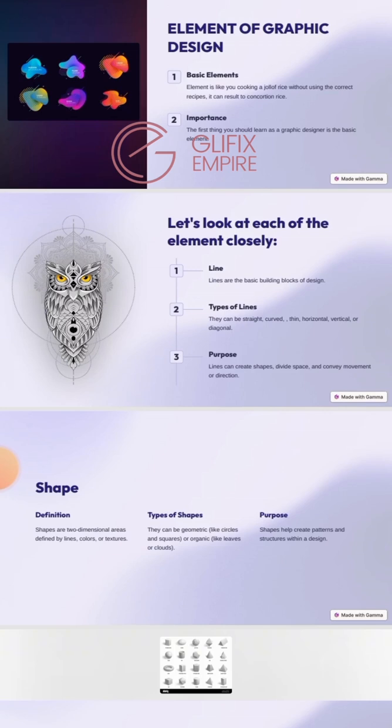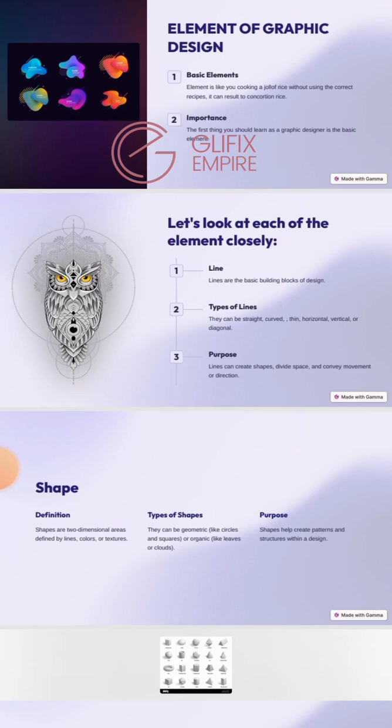And line can create shape. Looking at a triangle, it was created with 3 equal lines, right? So line can create shapes, it can divide space, it can convey movement or direction. It can direct you to look towards a direction. You understand?